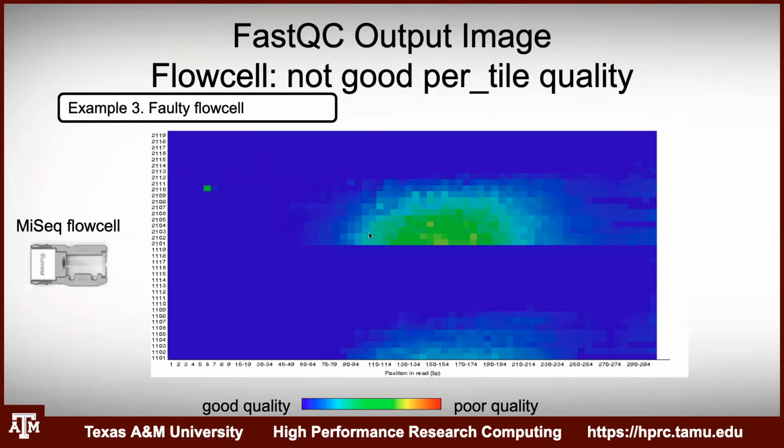All right, and this is an example of a faulty flow cell. So right here, again, this is the bottom of the flow cell, and you can see that it's really poor quality right here. And I think this is something that Michael actually saw and sent the image to Illumina, and they said, yeah, that's just a faulty flow cell, and they sent him a new one to replace it and redo the run. So always good to check your data.